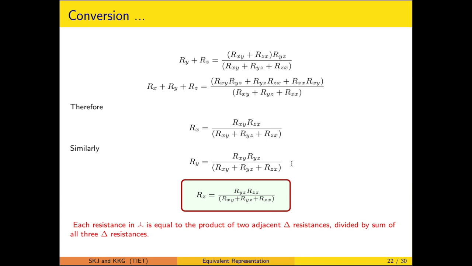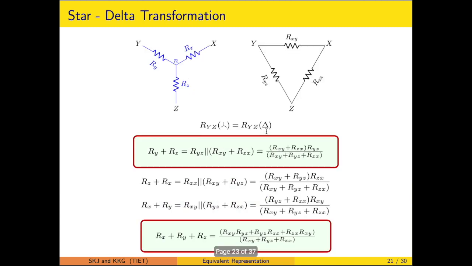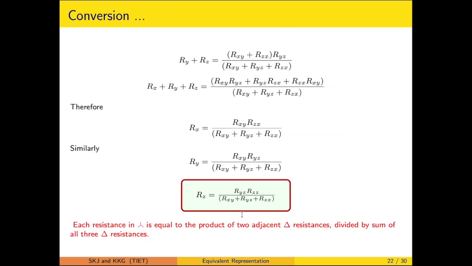Recollect these particular terms and have a look. If you look at the terminals representation, this particular will be the Rx you are looking for. This Rxy and Rzx come out to be the adjacent resistors. On that basis, you can have a word statement: each resistance in the star is equal to the product of the two adjacent delta resistances divided by the sum of all three delta resistances. This is how you can remember the transformation.